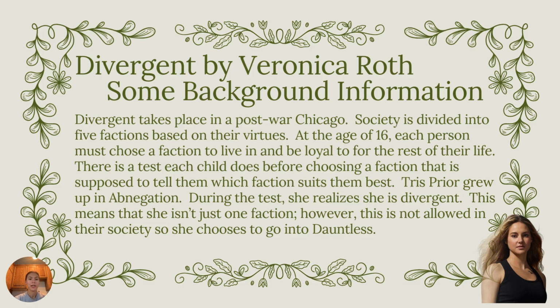Divergent takes place in a post-war Chicago. Society is divided into 5 factions based on their virtues. At the age of 16, each person must choose a faction to live in and be loyal to for the rest of their life. There is a test each child does before choosing a faction that is supposed to tell them which faction suits them best.